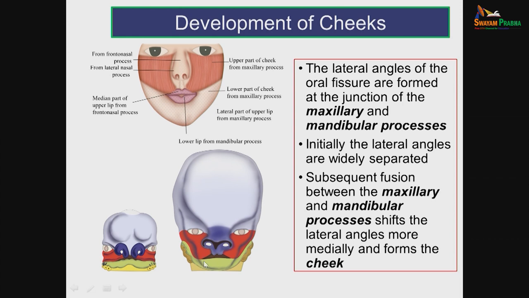Hence, the lateral angle shifts more medially, and this also results in the formation of the cheek. Compare this picture on the left with this picture on the right. Because of the fusion of the maxillary process and the mandibular process, the lateral angle shifts more medially. That is the formation of the cheek and also the shifting of the lateral angles of the mouth.